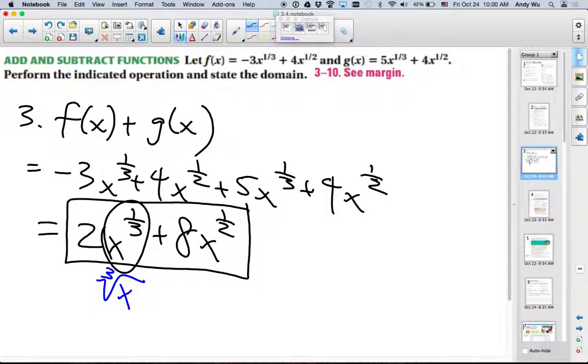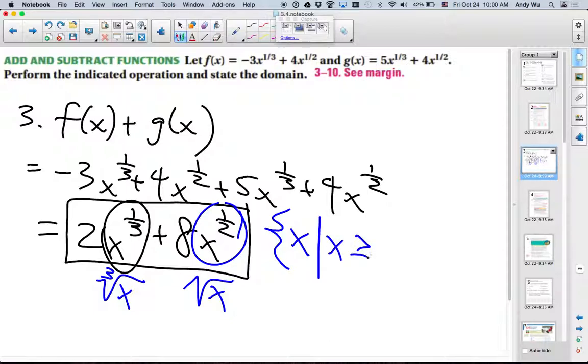However, with this x to the 1/2, which is the square root of x, can you put in 4? Can you put in 0? Can you put in negative 4? No. Therefore, the domain is the set of x where x has to be greater than or equal to 0. That's the domain. Questions?